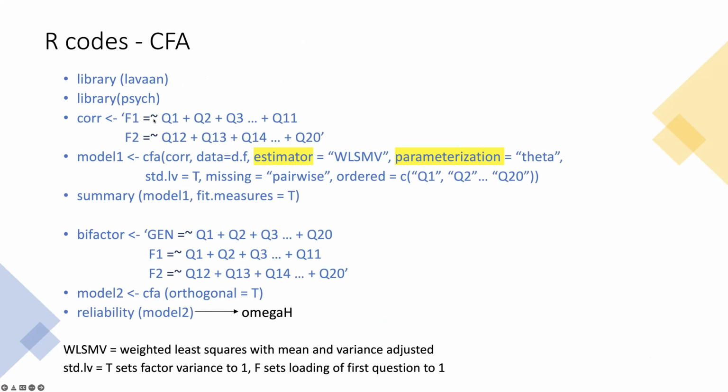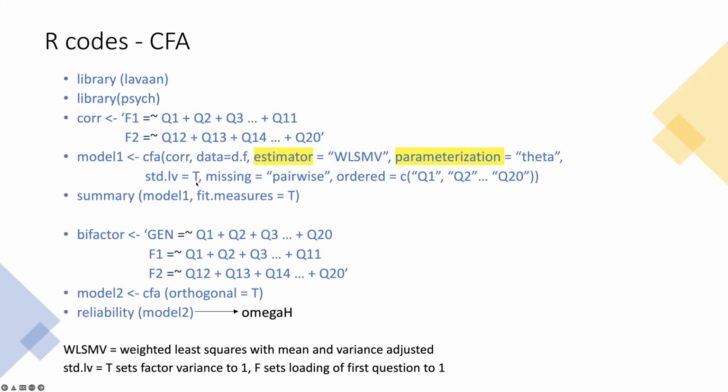This means the loading, so the equal sign and the squiggly line. There are several syntaxes, which I will go through on my next slides. Then we want questions 12 to 20 to load onto the second factor. I'm only using 2 factors as an example, but for 3 factors you just add on the extra one. Then you fit this model using CFA, and I put my model in here, and then the data frame. There are estimators and parameterization that you have to choose from, which I will talk about in my next slide as well. And then you have to set whether you want std.lv to be true or false.